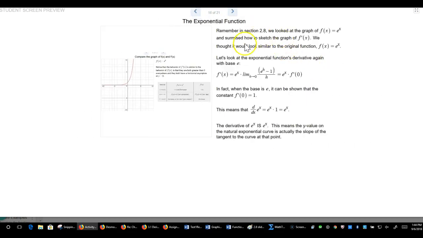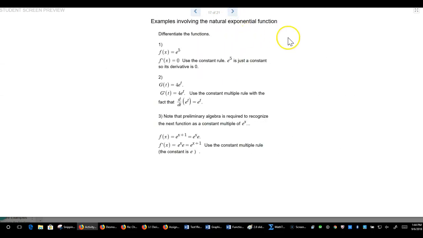So the last couple slides may have been unnerving. The good news is that actually doing the problems is a lot easier. Let's look at some examples. f of x equals e to the 5th. That's just a constant because e is a constant, so the derivative is 0. g of t equals 4e to the t. I'm going to use the constant multiple rule, so this is 4 times the derivative of e to the t. But the derivative of e to the t is just e to the t. So this derivative is equal to the original function, 4e to the t.